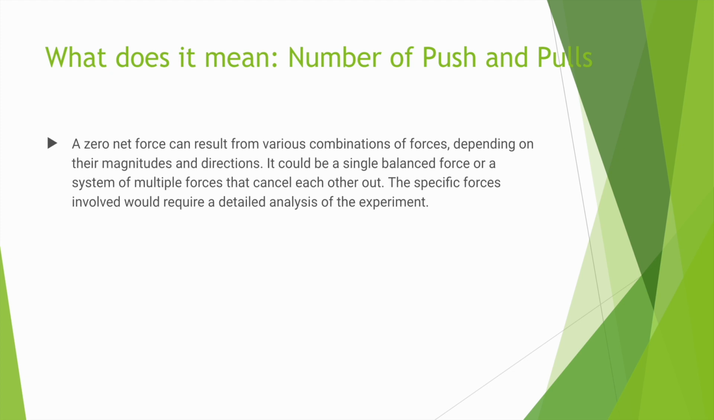So what does it mean? The number of pushes and pulls: a zero net force can result from various combinations of forces, so we don't really know exactly how many pushes and pulls there are, because there could be different magnitudes, or it could be a single balanced force or a system. But these specific forces would require detailed analysis of all the exact forces and a much more comprehensive look at it.